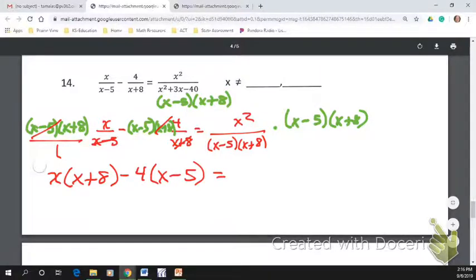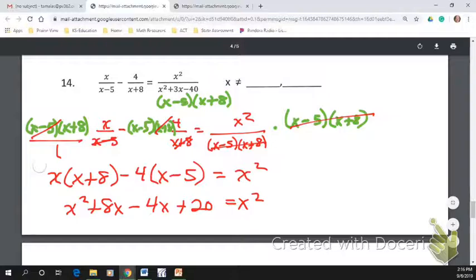Is equal to, over here, both of these cancel, and all I'm left with is an x squared. So now I've got x squared plus 8x minus 4x plus 20 equals x squared. Cancel the x squareds. Subtract your 4x from 8x. 4x equals negative 20. x equals negative 5.